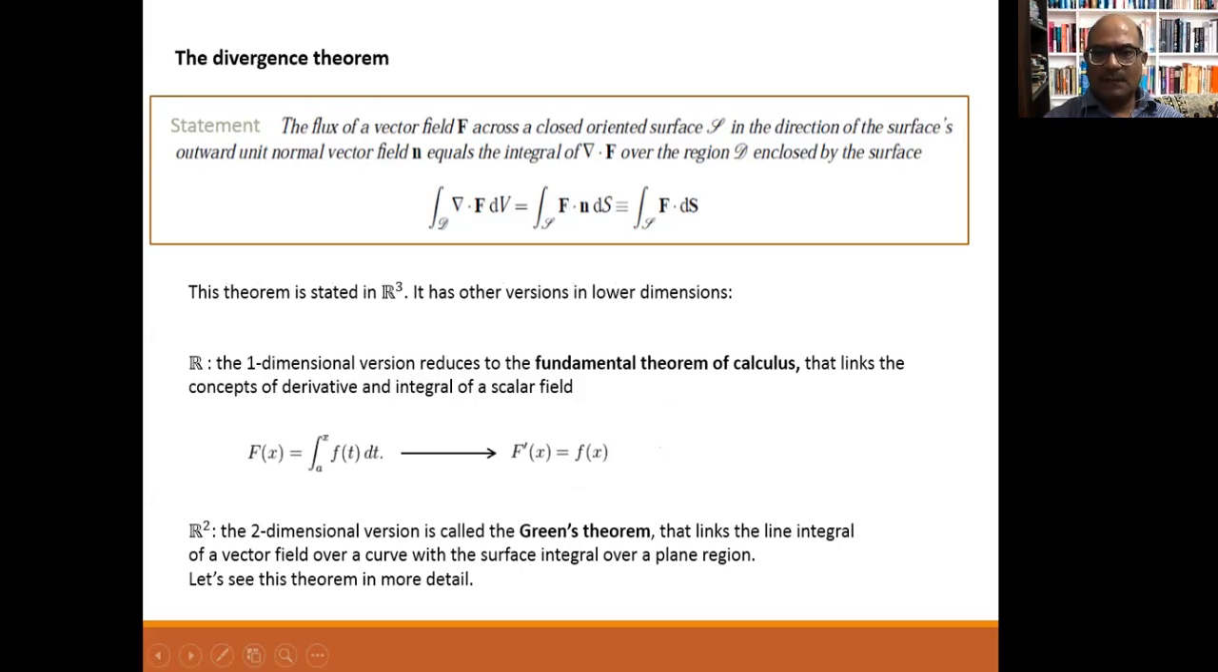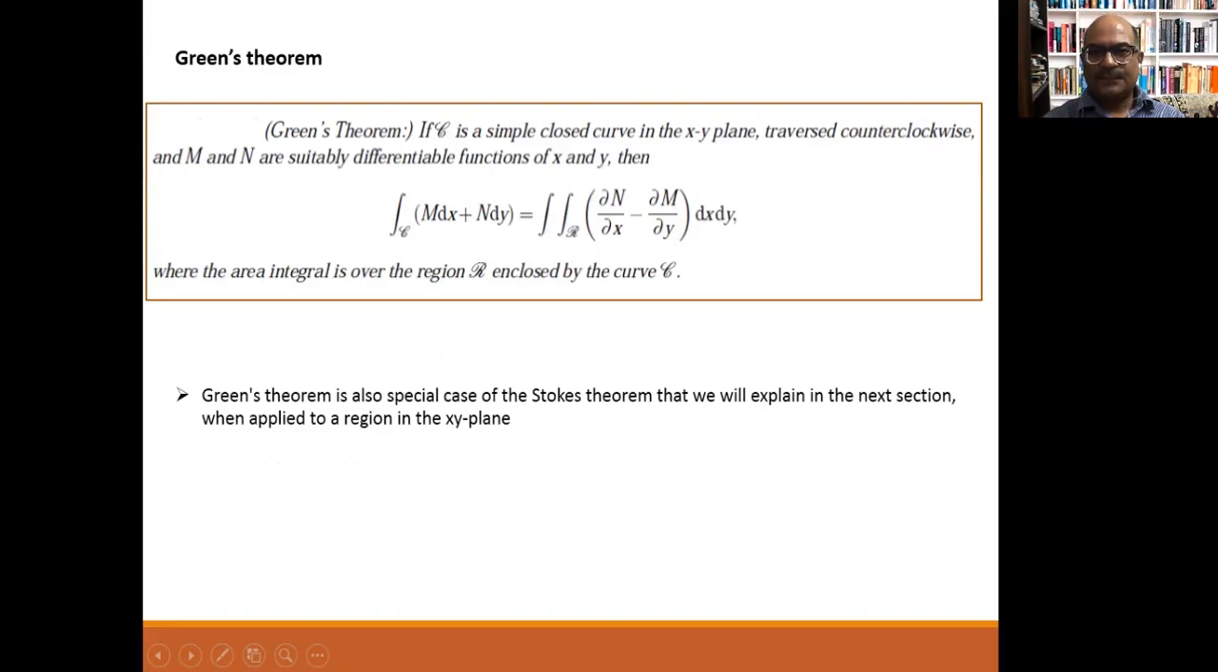So we can easily point out here F(x) is equal to the integral from a to x of f(t) dt, and F'(x) equals f(x). And R squared, which is the two-dimensional version, is called Green's theorem, that links the line integral of a vector field over a curve with the surface integral over a plane. So we have to see in the next section that R cubed is the divergence theorem, R1 is the fundamental theorem of calculus, and R2 is Green's theorem. So that we have to understand.